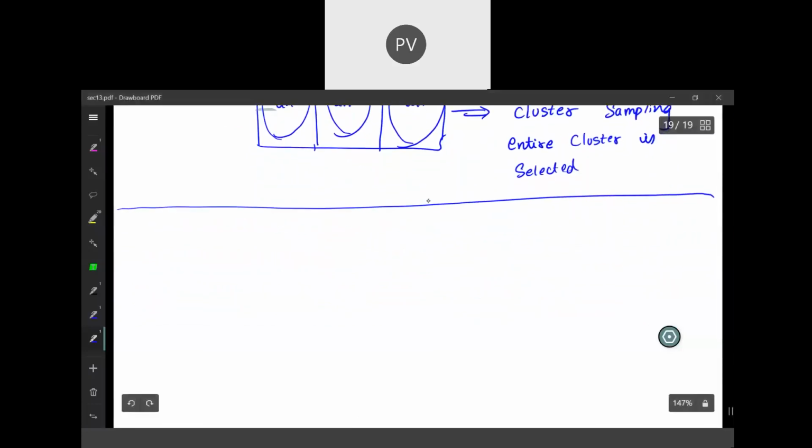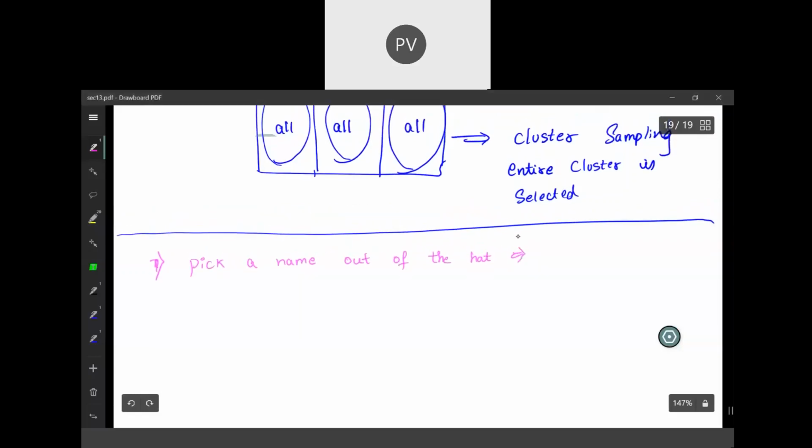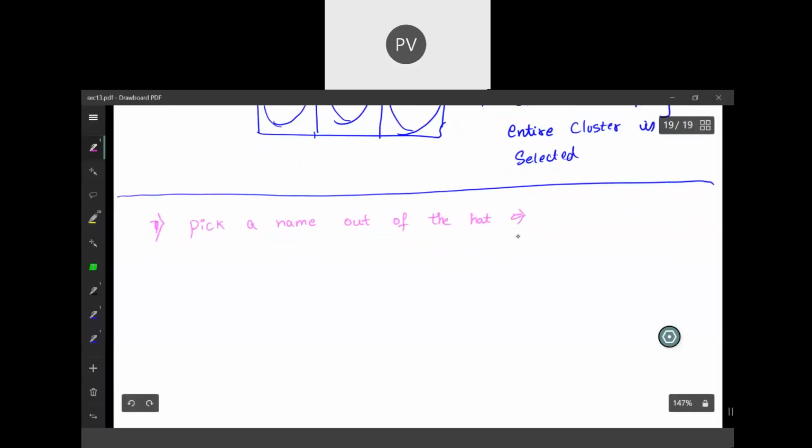Let me give you some more examples. Example number 7. Pick a name out of the hat. Now you have to tell me which sampling technique is used. Remember, the question says that they are picking a name randomly. So tell me which sampling technique this is.